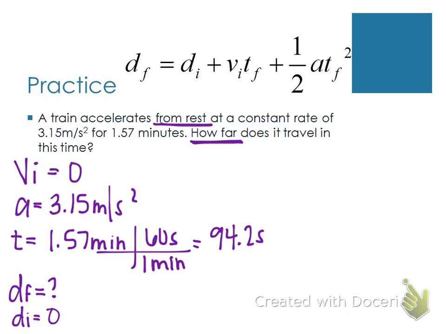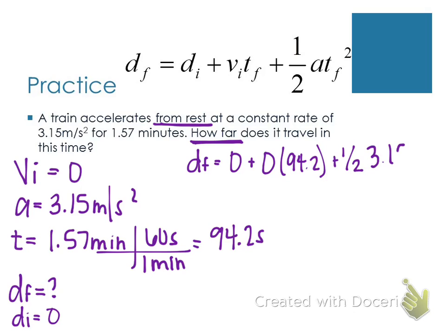Okay, so we can go ahead and plug in here. d sub f equals 0 plus 0 times 94.2 plus 1/2 times 3.15 times 94.2 squared. It's really, really important for you to understand that only time is squared here. Only time. Not that whole term, only time is squared.